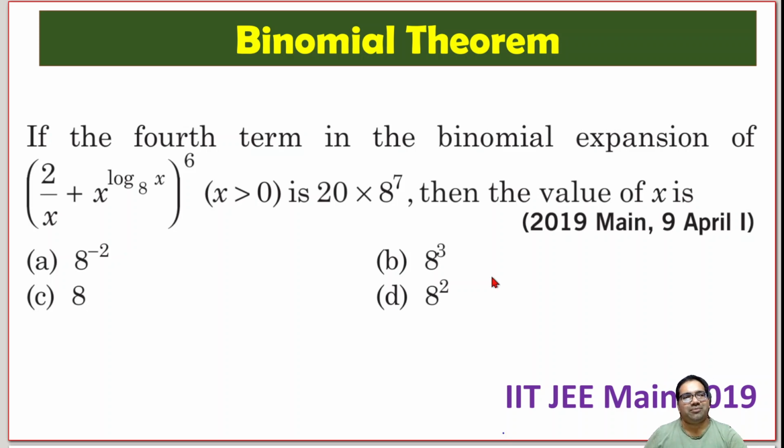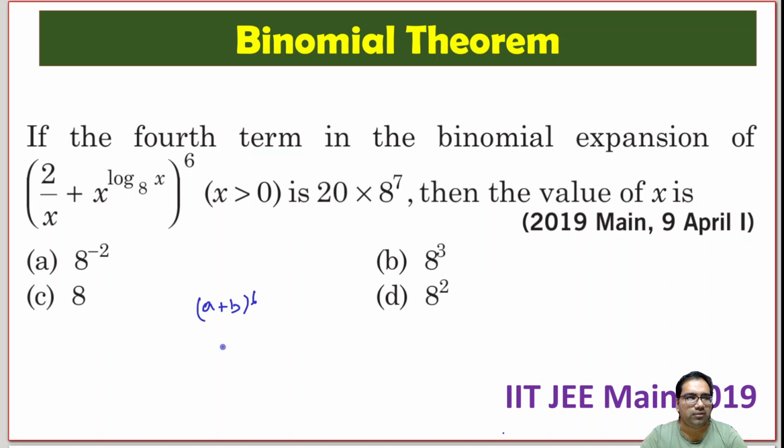The fourth term in the binomial expansion of (2/x + x^(log_8 x))^6 is 20 × 8^7. Then what is the value of x? So this is in the form of (a + b)^6.